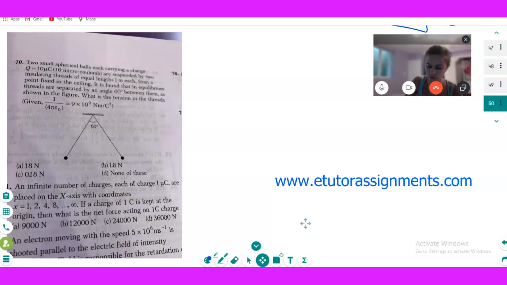Two small spherical balls, each carrying charge Q of 10 to the power minus 6 microcoulomb, are suspended by two insulating threads of equal length, 1 meter each, from a point fixed in the ceiling. It is found that in equilibrium the threads are separated by an angle of 60 degrees between them, as shown in the figure. What is the tension in the threads? I want you to do it. Please try. I will just sit in relax mode.